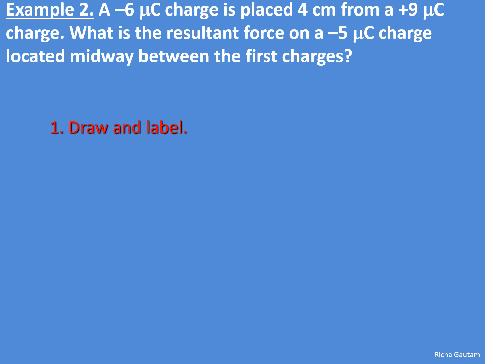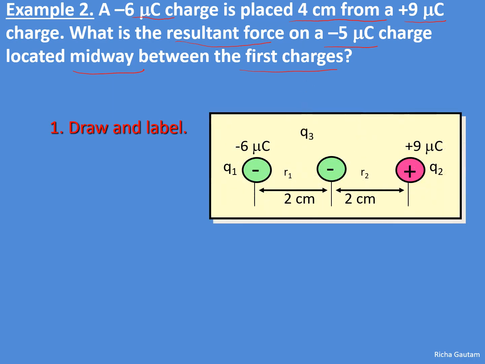A negative 6 micro coulomb charge is placed 4 centimeter from a plus 9 micro coulomb charge. What is the resultant force on a negative 5 micro coulomb charge located midway between the first charges? So firstly, you need to draw and label your diagram. So if you see, you have three charges given to you.